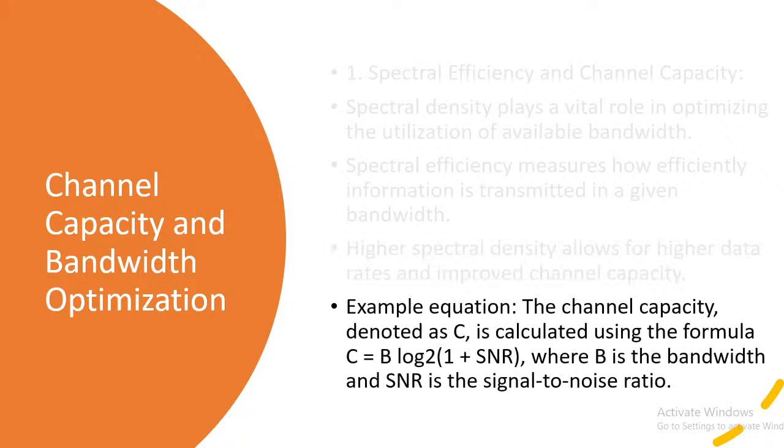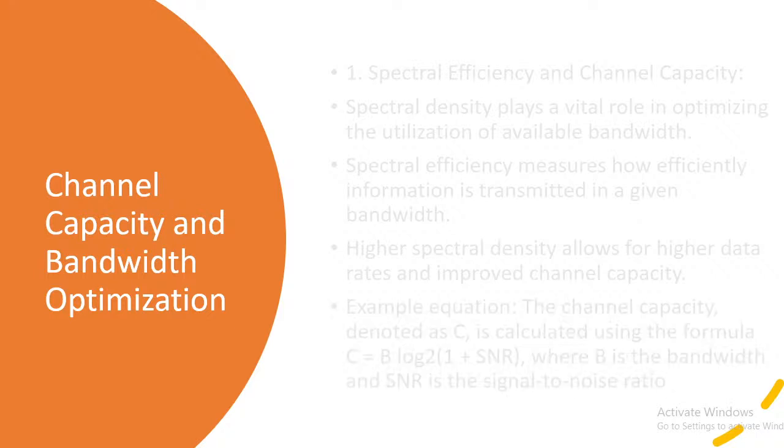And this is an example equation for the channel capacity C, which is equal to B times log base 2 of (1 plus SNR). The base is 2. B is the bandwidth of the system, SNR is the signal to noise ratio. This is called Shannon's capacity formula. Next.